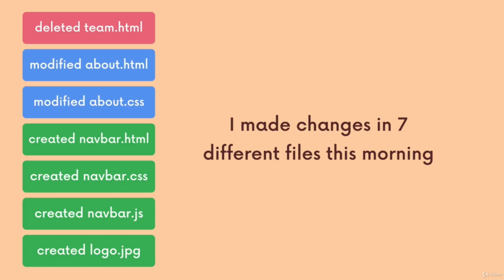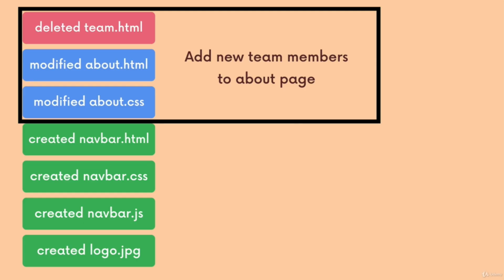For example, imagine I've been working all day or all morning on some project. I spent a lot of time working on this project, and I made changes to 7 different files. As you can see on the left-hand side, I deleted a file, I modified 2 files, I created 4 files. And instead of just making one generic commit that just says checkpoint, I can actually call out some of these and group them together based upon the actual stuff that I did. For example, I might group together those first 3 changes. I deleted a file called team.html, and then I changed 2 files called about.html and about.css.